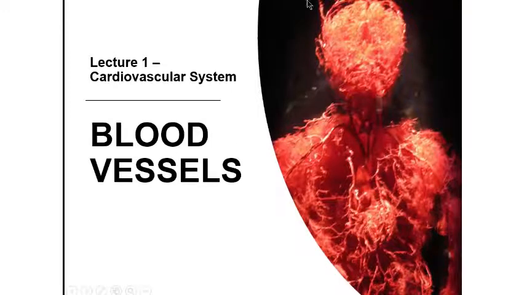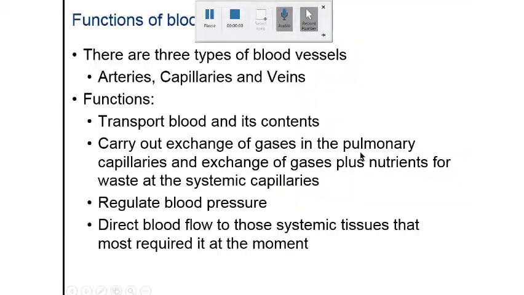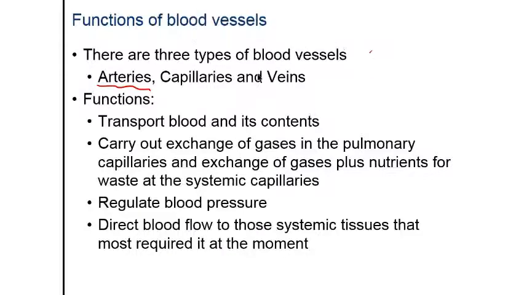Next, we're going to look at blood vessels. So there are three types of blood vessels. You probably know that by now. The arteries carry blood away from the heart, and the veins will return them to the heart, and the capillaries are kind of in between. That's where the exchange of material is going to occur.